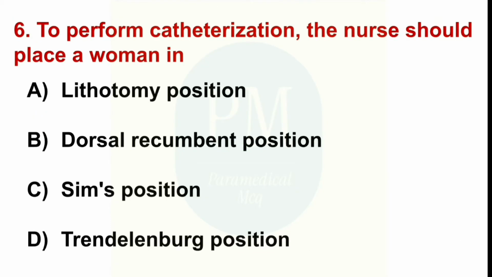To perform catheterization, the nurse should place a woman in option A. Lithotomy position. Option B. Dorsal recumbent position. Option C. Sims position. Option D. Trendelenburg position. The correct option is option B. Dorsal recumbent position.